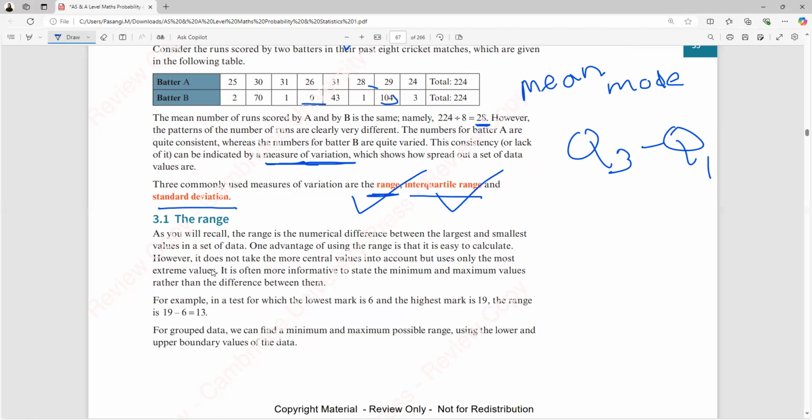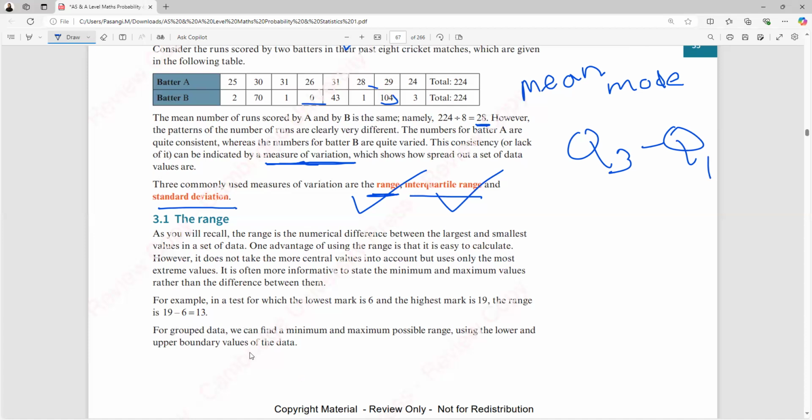However, it does not take the most central values into account, but uses only the most extreme values. So it is often more informative to state the minimum and the maximum values rather than the difference between them. For example, in a test for which the lowest mark is 6 and the highest mark is 19, the range is 19 minus 6, that is 13.